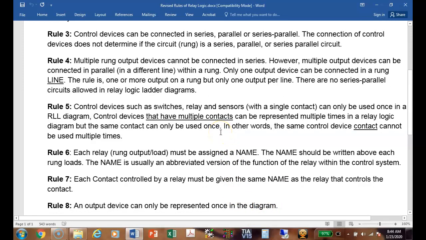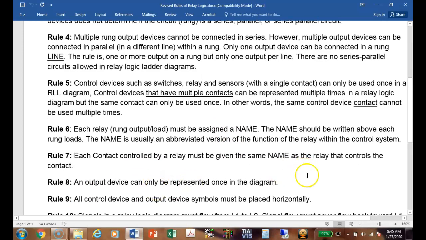Control devices such as switches, relays, and sensors with single contacts can only be used once in a relay logic ladder diagram. Control devices that have multiple contacts can be represented multiple times in the relay logic diagram, but the same contact can only be used once. In other words, the same control device contact cannot be used multiple times. Do y'all understand that? Yes? Okay.